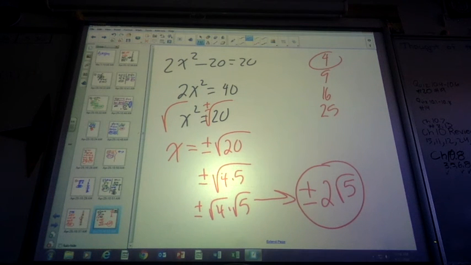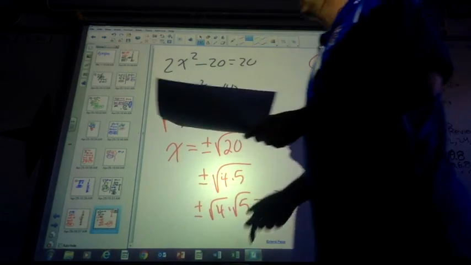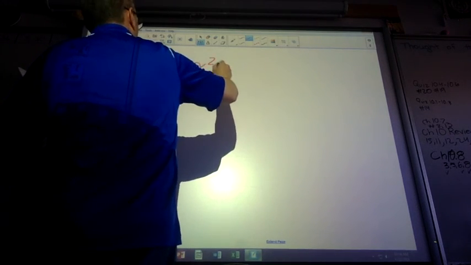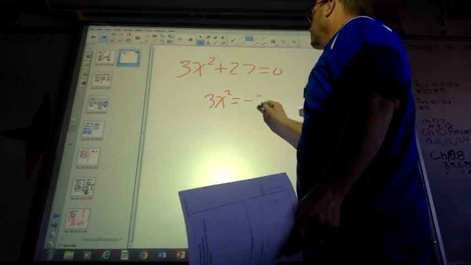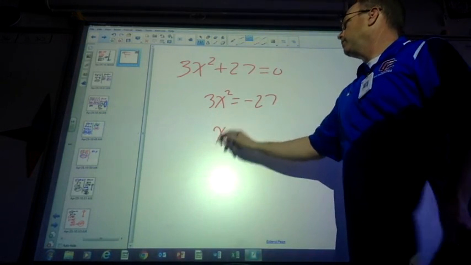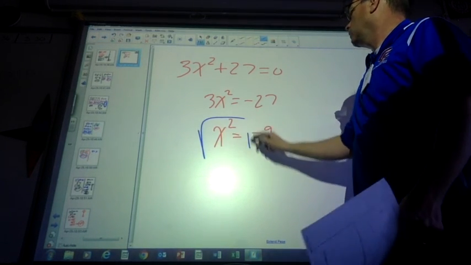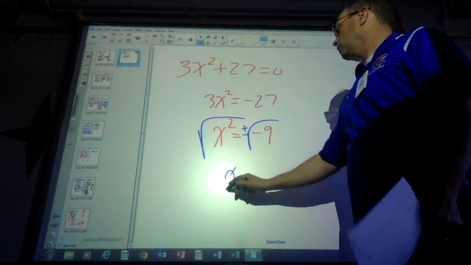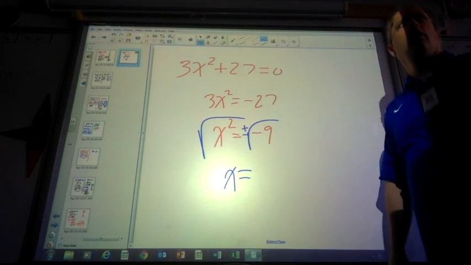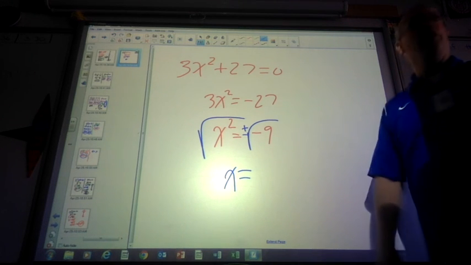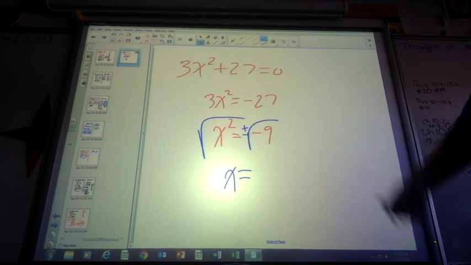Last one. Can I do it? Hope so. Sure hope so. Boy, if I can't do it, there's something wrong. Uh-oh. Subtract 27, yes? Divide by 3, yes? It's the square root of negative 9. Negative 3. Okay, so that means that negative 3 times negative 3 is negative 9.